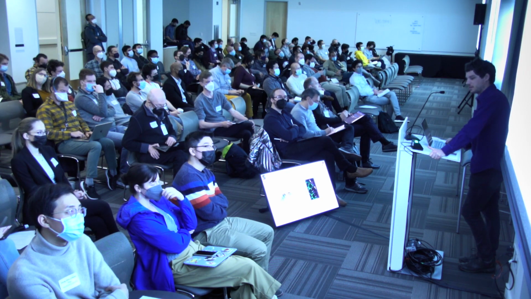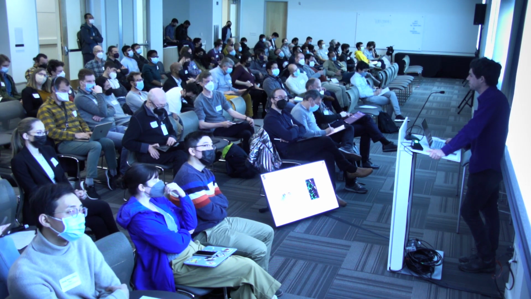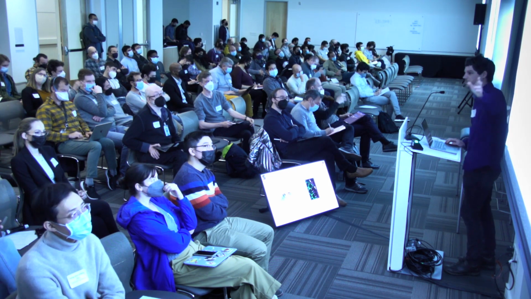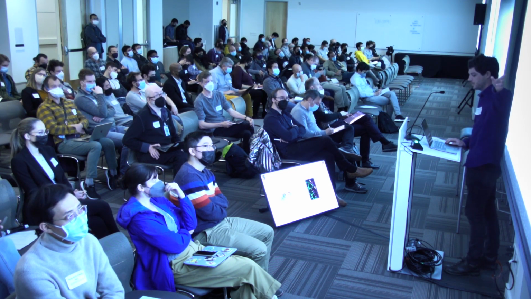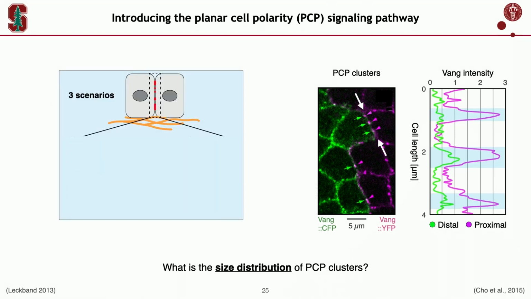So we ask, why do clusters matter for planar polarity? How do cells build a polarity, planar polarity? And this is kind of the ultimate goal of my postdoc. I'm not going to tell you the full answer today, but what I can tell you is what is the size distribution of PCP clusters. And here we imagine 3 scenarios. Here, a cartoon showing the interaction between 2 cells.